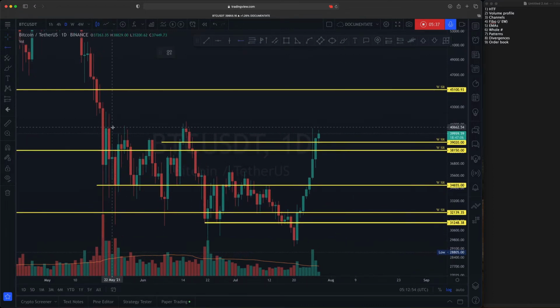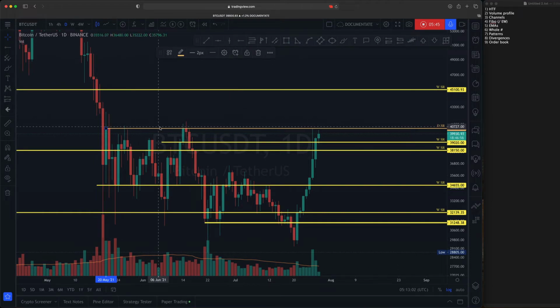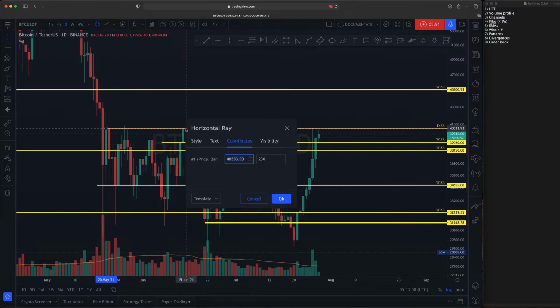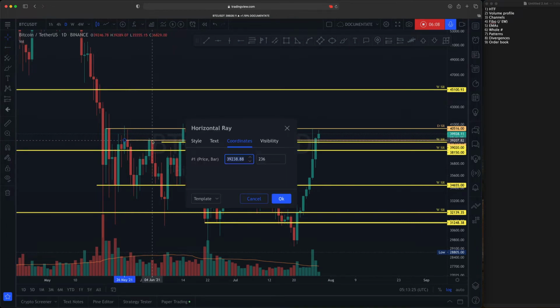So we have here a zone. While I'm doing higher time frames, I'm usually putting lines, but sometimes I'm putting zones on daily level, or at least on levels closer to the price. Let's see, what's this one? 40,516. And what else do we have? We have here one, and it's from here. $39,246.